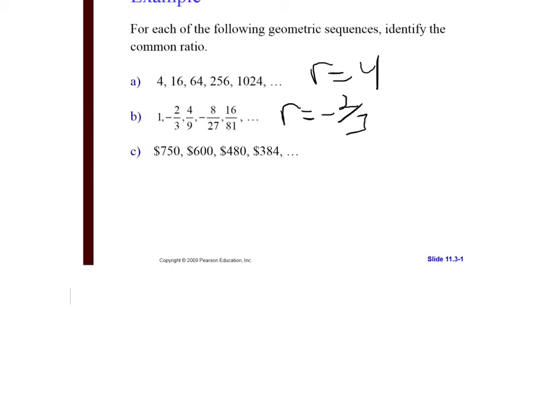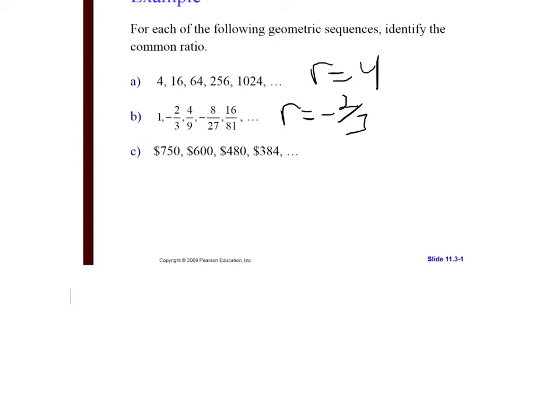Okay, so for this third one, again, I'm not seeing anything clearly. I know it's decreasing, so that's good. So let's try it this way. Let's take 600 divided by 750 and try to simplify that. Well, I know that 10 goes into each. I know 5 goes into each, so that's 12 over 15, and then 3 goes into each. So that's going to be 4/5. So it's looking like the common ratio is 4/5.